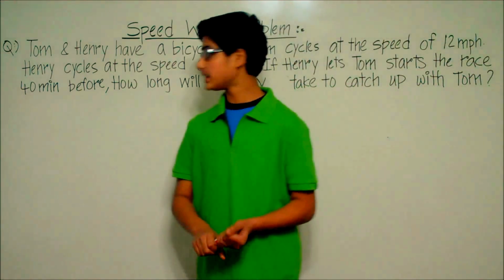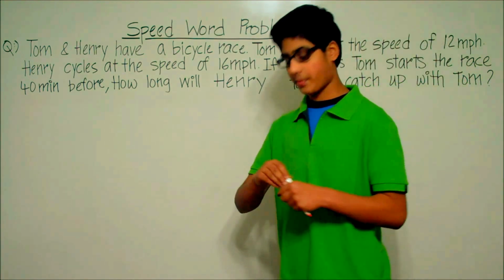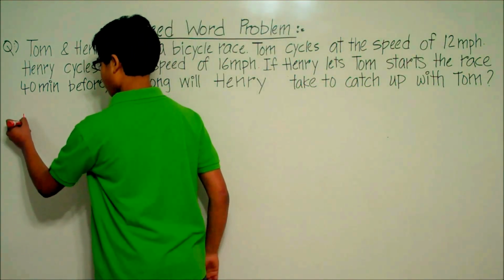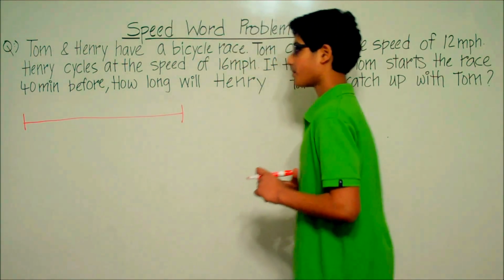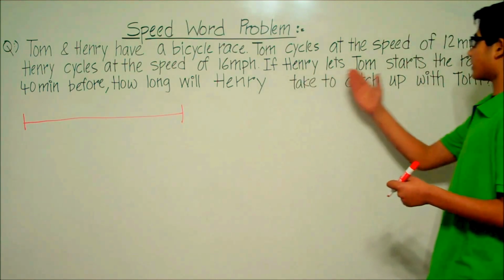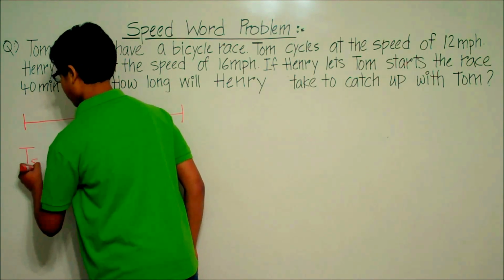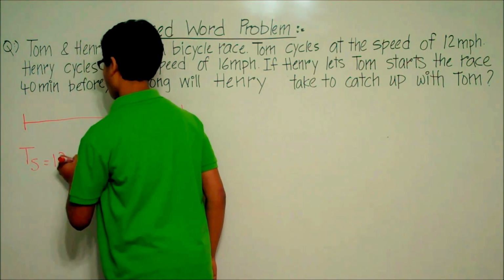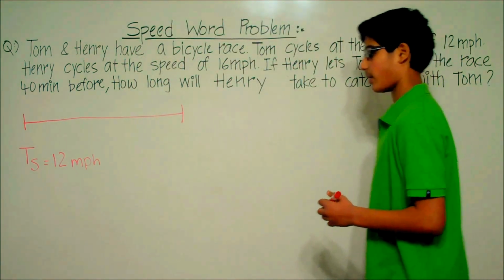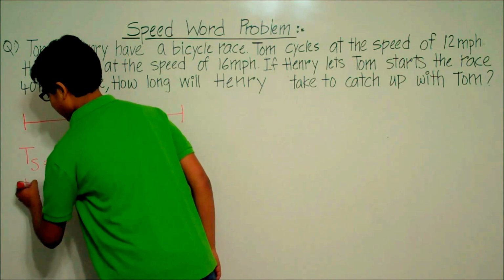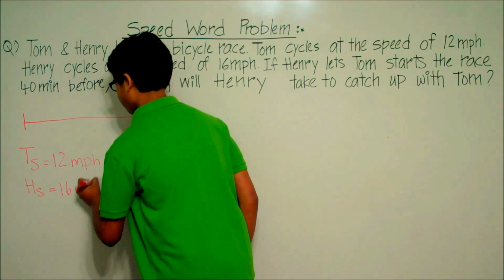Now, the problem states that Tom and Henry are having a bicycle race. So let's draw the road that they're having a bicycle race on. Let's say this is the road. Now, we know that Tom cycles at the speed of 12 miles per hour. So Tom's speed, T for Tom, S for speed, is equal to 12 miles per hour. And Henry cycles at the speed of 16 miles per hour. So Henry's speed is equal to 16 miles per hour.